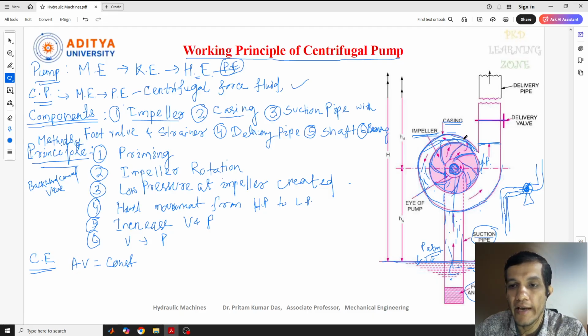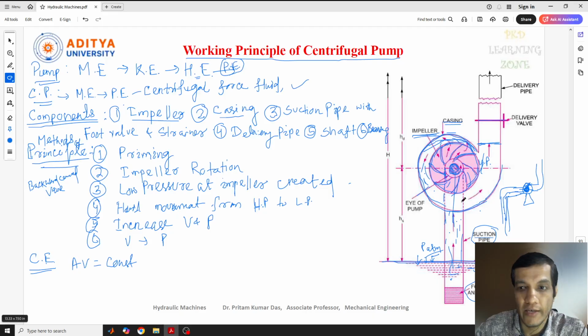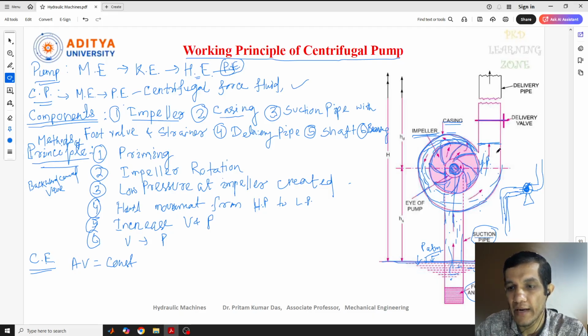If you see here, the area is very less. Area very less means velocity will be more. And one more principle will be there. That is one thing. Then what will happen simultaneously? If you see, the area of this casing is increasing. Area increasing means our velocity is going to decrease here. Correct, velocity is going to decrease here.